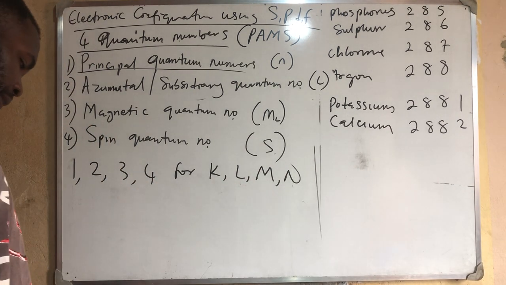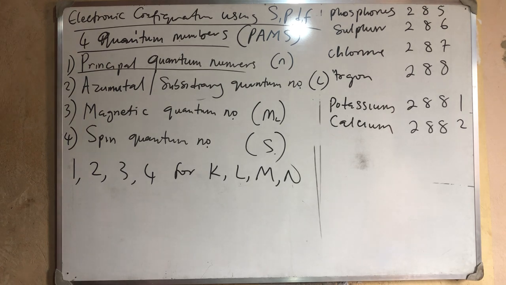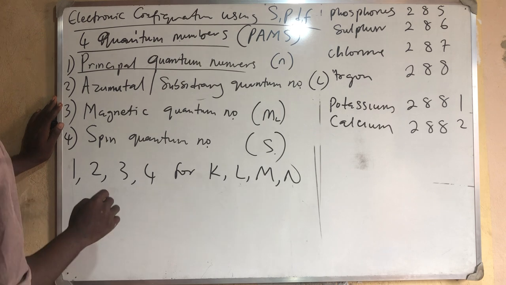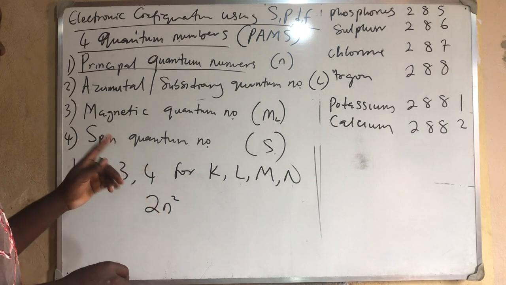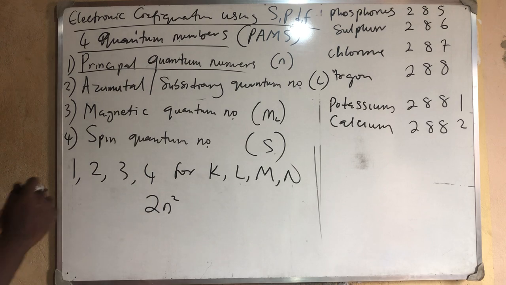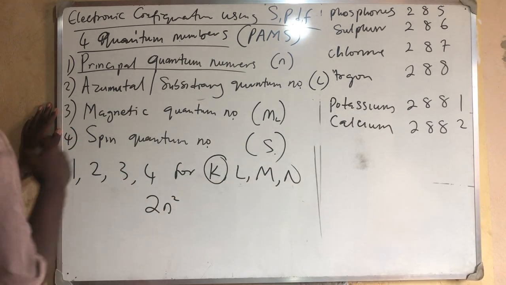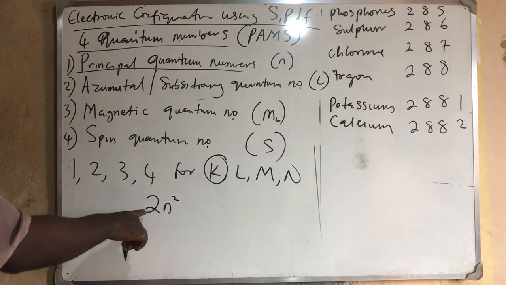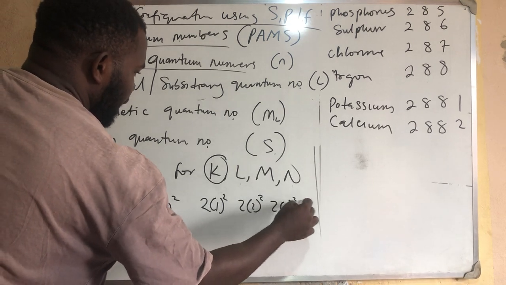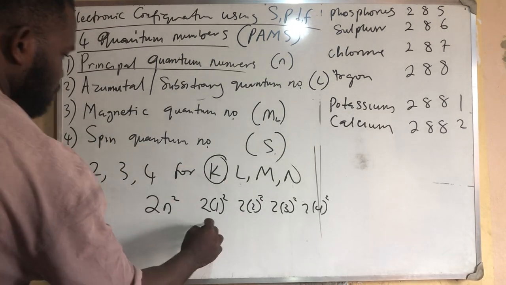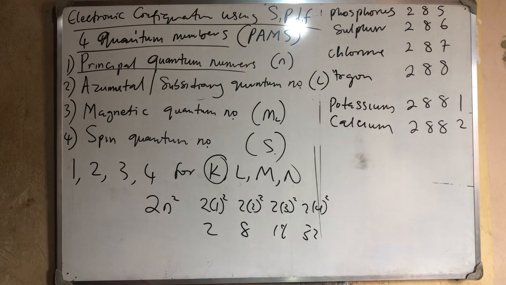Now, the maximum possible number of electrons in a shell, don't forget the formula, is given by 2n squared, where n is the principal quantum number. So K is 1, L is 2, M is 3, and N is 4. This is 2 into 1 squared, 2 into 2 squared, 2 into 3 squared, 2 into 4 squared. So we get 2, 8, 18, and 32. That is the maximum number of electrons.